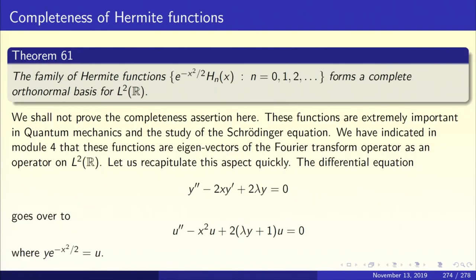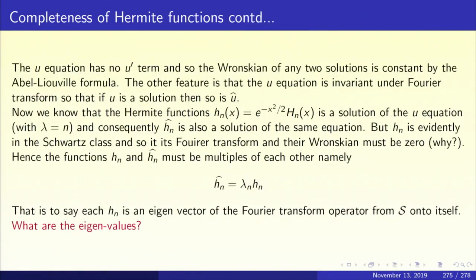Now the differential equation for u has no u prime term. So the Wronskian of two solutions is constant by the Abel-Liouville formula. The Abel-Liouville formula from elementary ODE says that the Wronskian is going to be constant, and if u is a solution, u hat is also a solution. The Hermite function is a solution, so its Fourier transform is also a solution. But the Hermite function e to the power minus x squared by 2 times Hn(x) is in the Schwartz space, it is rapidly decreasing. So its Fourier transform is also in the Schwartz space.